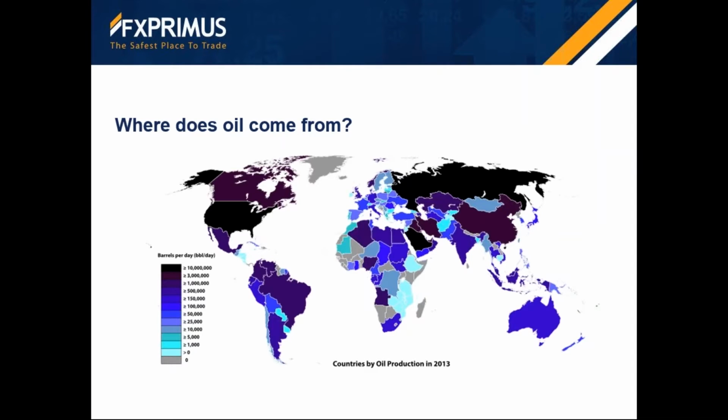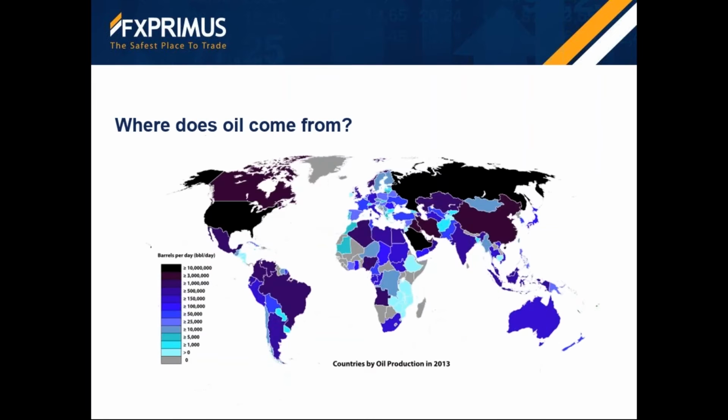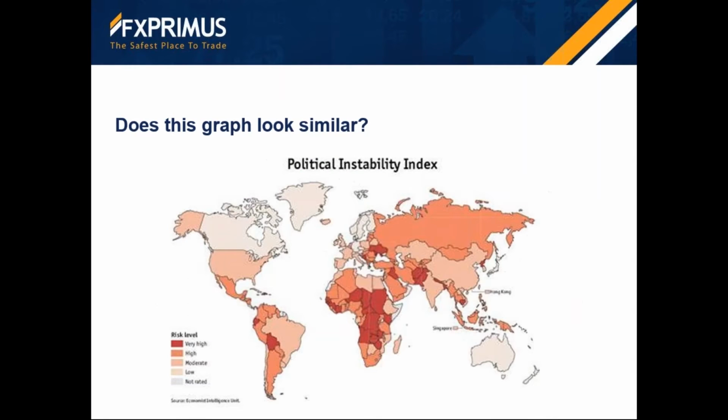Now here's a map of where oil is produced around the world. The darker the color, the more oil is produced. And here's a map of global instability. The darker the color, the more unstable. Do you notice any similarity between the coverage of these two? Yeah, there's a lot of similarity.